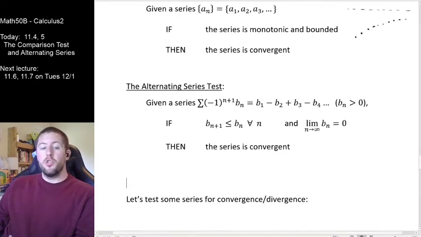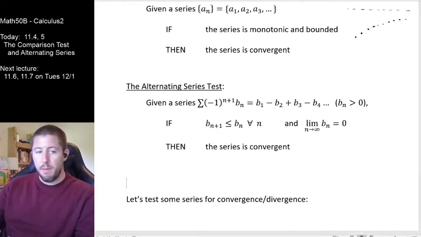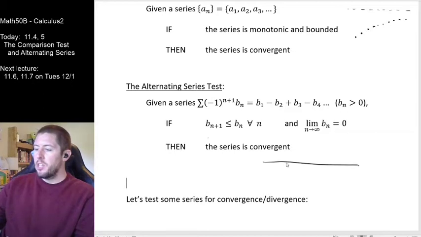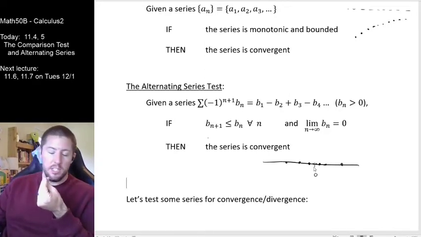The book does draw a very nice static picture of this. This is one I feel like there's probably some awesome video out there on the internet that I was unable to find. But they kind of suggest that if our terms are bouncing back and forth relative to 0, if they're always getting slightly closer to 0, then they have nowhere else to go but to add up to some terms that are going to converge onto 0. The book gives a pretty nice graphical explanation of it.